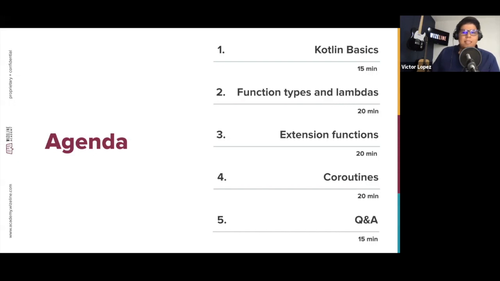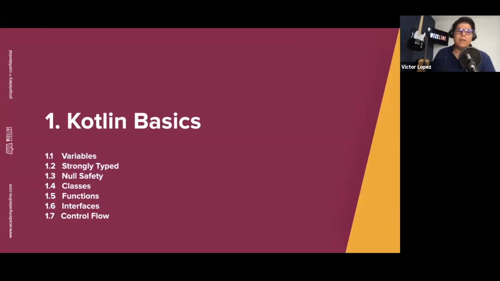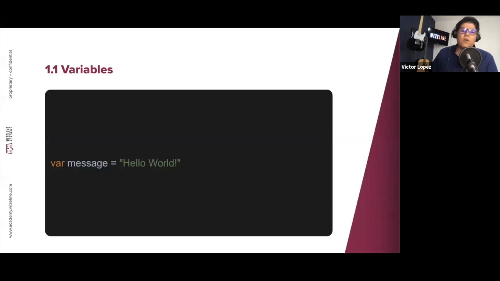So let's start with the quick review about Kotlin basics. Okay, in Kotlin basics, we are going to see what variables, strongly typed, null safety, classes, functions, interfaces, and control flow are, okay? So, as you know, in Kotlin, we have two types of variables.